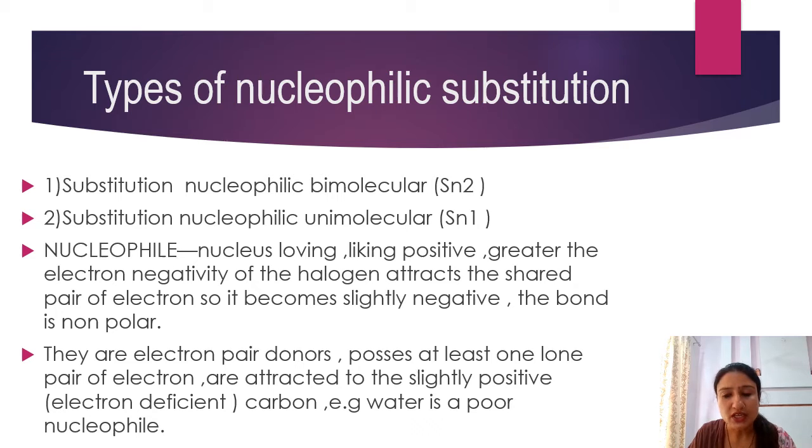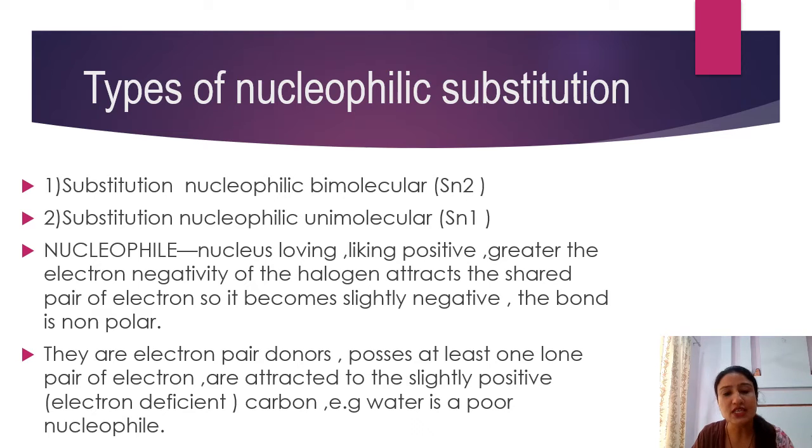Types of nucleophilic substitution. Further, nucleophilic substitution reactions are divided into two types. First is substitution nucleophilic bimolecular, described as SN2 reactions. Second is substitution nucleophilic unimolecular, described as SN1 reactions. Before understanding the types of nucleophilic substitution reactions, let's recall the nucleophile. The first question that arises in your mind is, what is a nucleophile?